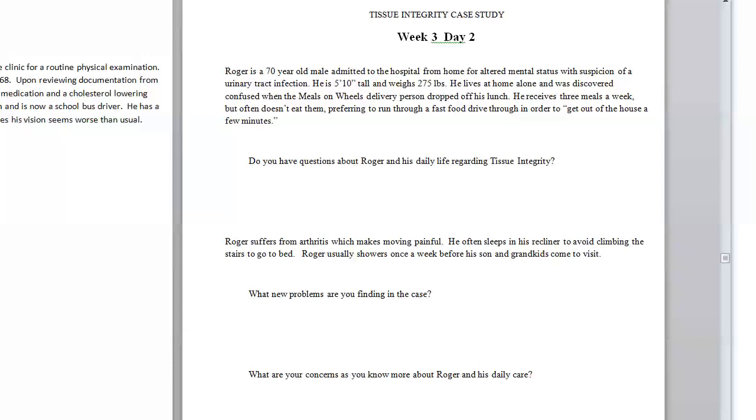He's only showering once a week, and the only reason he's doing that is to kind of put on a big show for his son and grandkids, maybe to elicit the fact that he's able to take care of himself. But even with anyone with his weight and his health issues, showering once a week is not really a very good healthy hygiene practice.